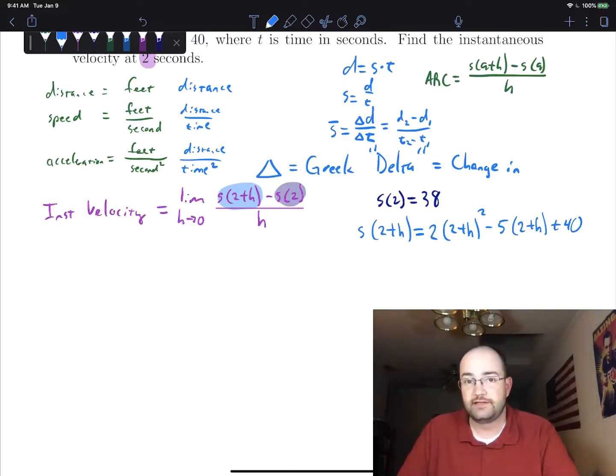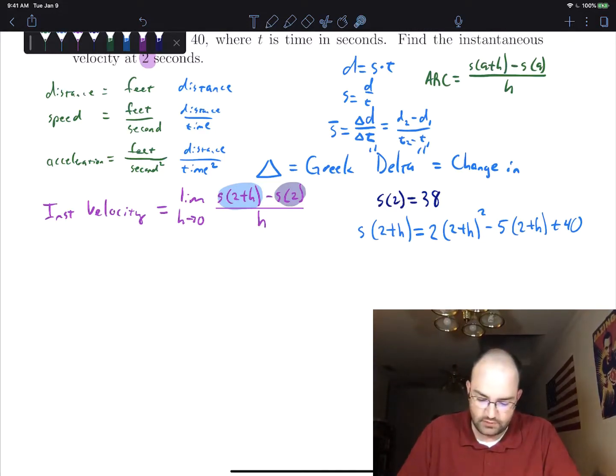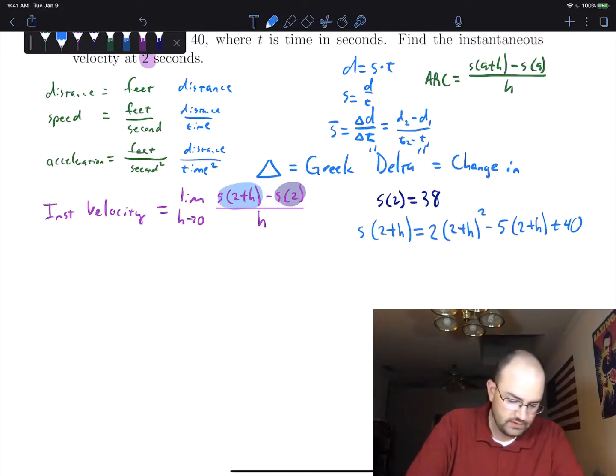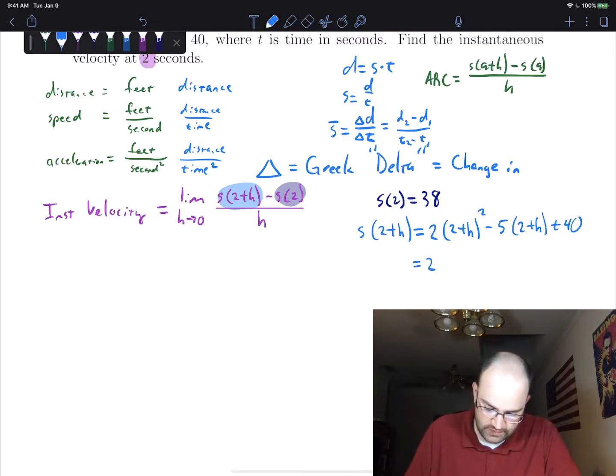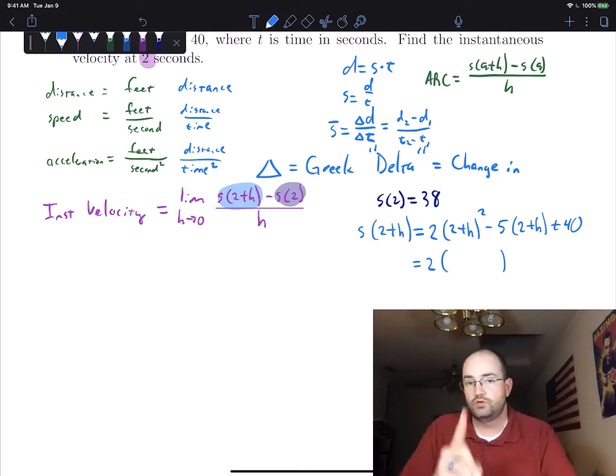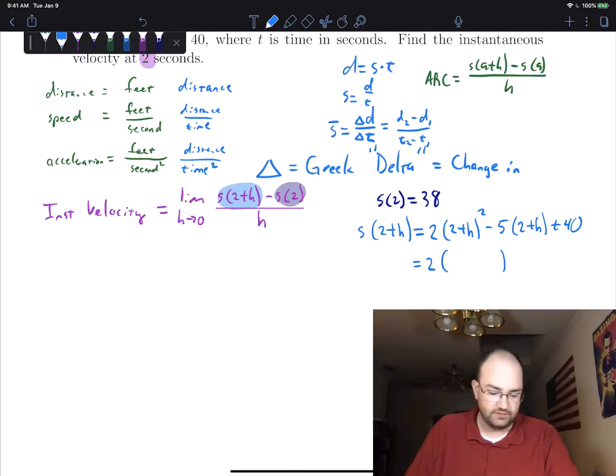Anyway, we need to simplify this. That's all you do to find s of 2 plus h. Notice you do not want to distribute the 2 first. All you want to do first is to square this binomial. To do that, first write that 2 and then a couple sets of parentheses. Do you remember how to square a binomial without having to FOIL it? If you do, try to do it now. It's actually very helpful if you can do this.